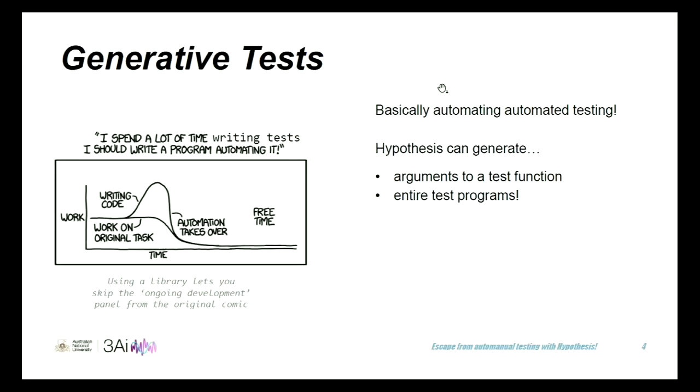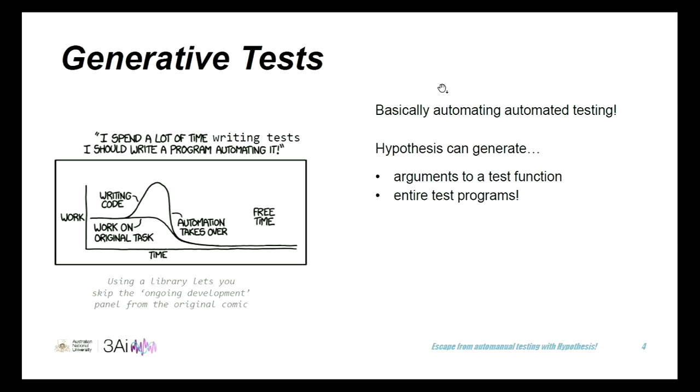A generative test is where the computer writes part of the test for you. And with Hypothesis, this can be providing arguments to a test function in the same way that a parameterized decorator might do. Or, I won't be talking about this in detail today, Hypothesis can generate entire test programs where you can describe how to use your API, and Hypothesis will try to generate programs that raise some exception.